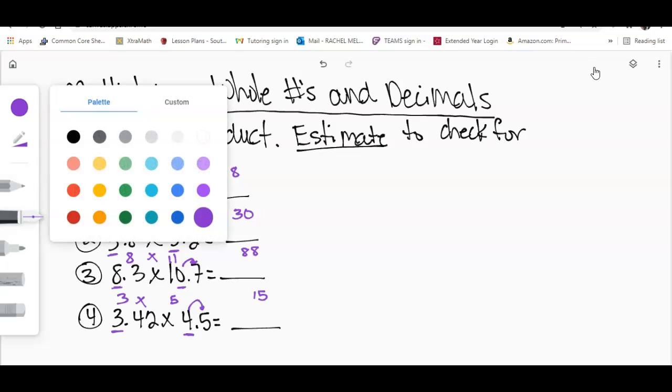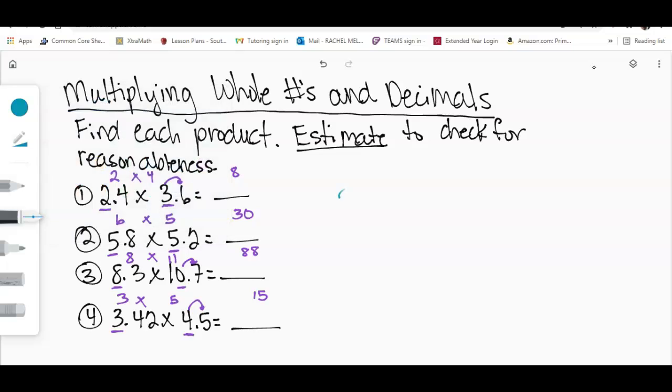I'm going to do that with a different color. Okay, so we're going to do 2 4/10 times 3 6/10 first. Now, remember, we treat this like there's no decimals. Okay, we're going to do 24 times 36, and then we're going to count over at the end to figure out where our decimal goes.